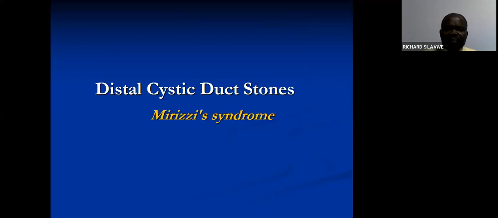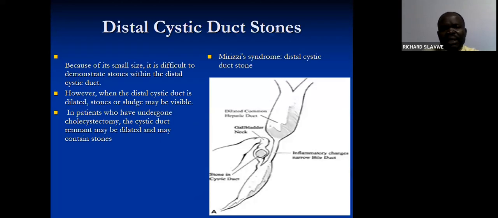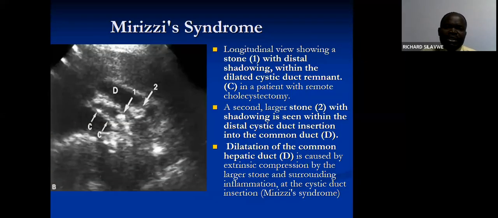Then we have the distal cystic duct stones, which is called Mirizzi syndrome. So Mirizzi syndrome is basically the stones that obstruct or are impacted on the cystic duct. So you can see this schematic diagram here. This is the gallbladder, and the whole of this, that's the neck of the gallbladder. And then we have here the cystic duct, and there is a stone impacted here. Okay. So this is Mirizzi syndrome.